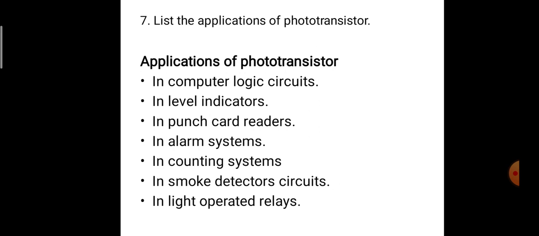Seventh question: list the applications of phototransistor. Now we are discussing the applications of phototransistor. In computer logic circuits, in level indicators, in punch card readers, in alarm systems, in counting systems, in smoke detector circuits, in light operated relays.